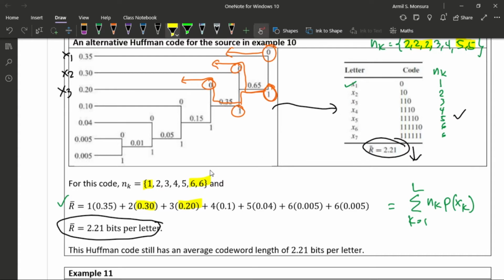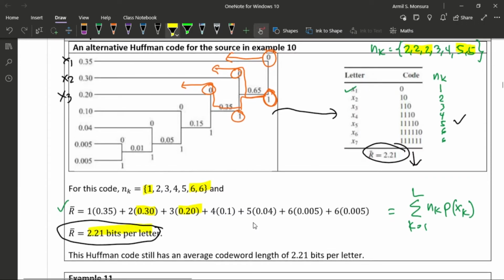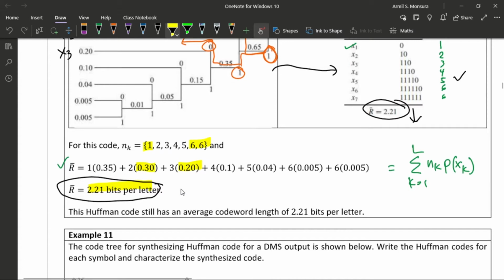But that would cause us to use more binary digits for the lower probability letters that we have. Or we have the option of using two binary digits for some of our codes, but we will use five binary digits for the lower probability letters. So that's our option. But still, R bar will be the same, whether you use the previously synthesized code or this one. It would still generate the same value for R bar. Which code you use depends on your preference.